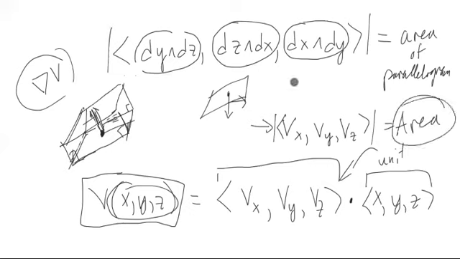Great. But how do we think about these guys? This Vx, this Vy, this Vz. These actually turn out to be precisely these areal projections. Let's talk about why.